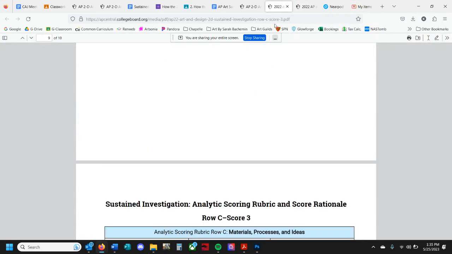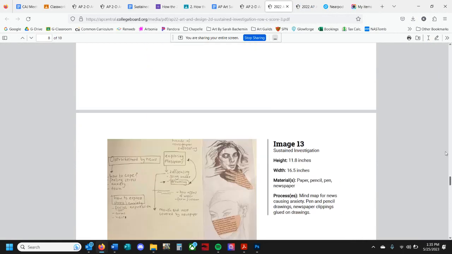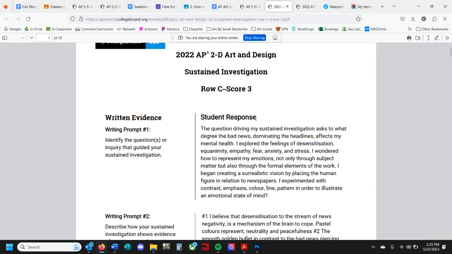Okay, let's take a look at section C, which is materials, processes, and ideas. So for this sustained investigation, the student said that their question driving the sustained investigation asks to what degree the bad news dominating the headlines affects my mental health. I explored the feelings of desensitization, equanimity, empathy, fear, anxiety, and stress.